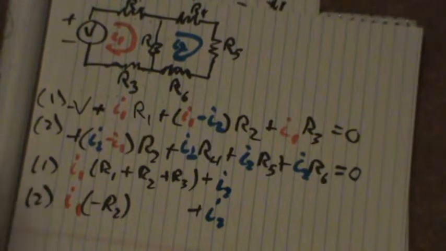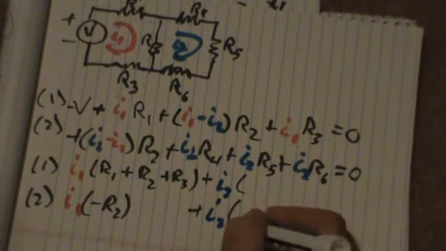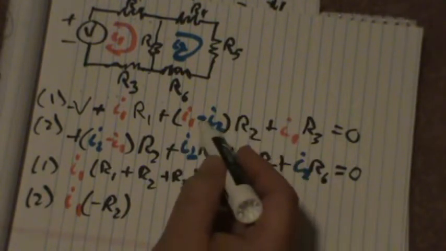Alright, now I've got the I2s. Now I need the resistances that multiply them. Well, up top, I2 only appears here, minus R2.